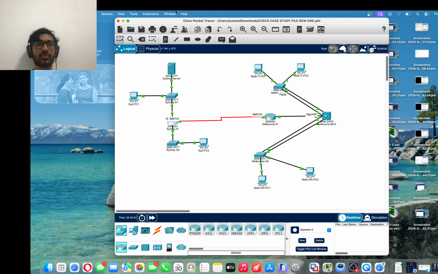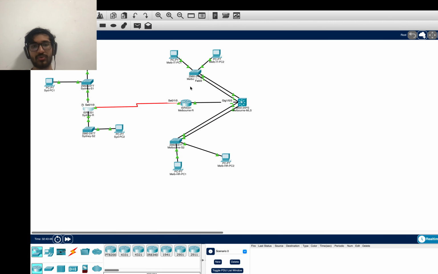So let's quickly go through a demo. Now I'm here at Packet Tracer, and you can see the Melbourne office is on the right-hand side and the Sydney office is on the left-hand side. There is a multilayer switch which connects to a router and also to switches. This is Melbourne switch 1, which is for the IT department, and here you can see Melbourne switch 2, which is for the HR department.